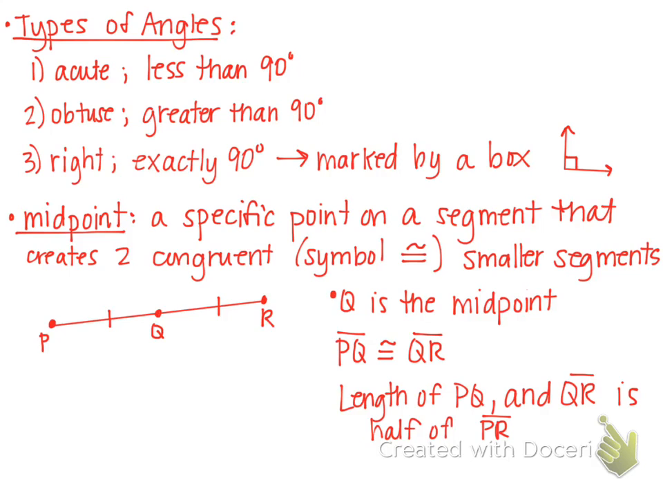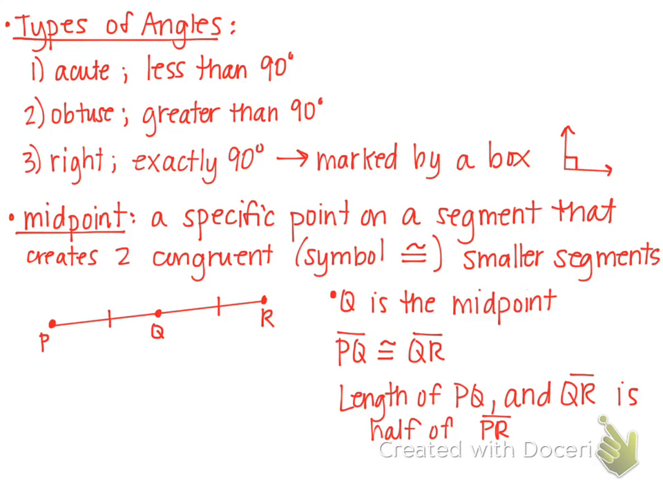So the next thing we're going to talk about is a midpoint. You've heard midpoint algebraically. You found midpoints on the coordinate plane. But let's talk about a midpoint of a segment. It's a specific point on a segment that creates two congruent, and notice the symbol for congruent is right here. It creates two congruent smaller segments.